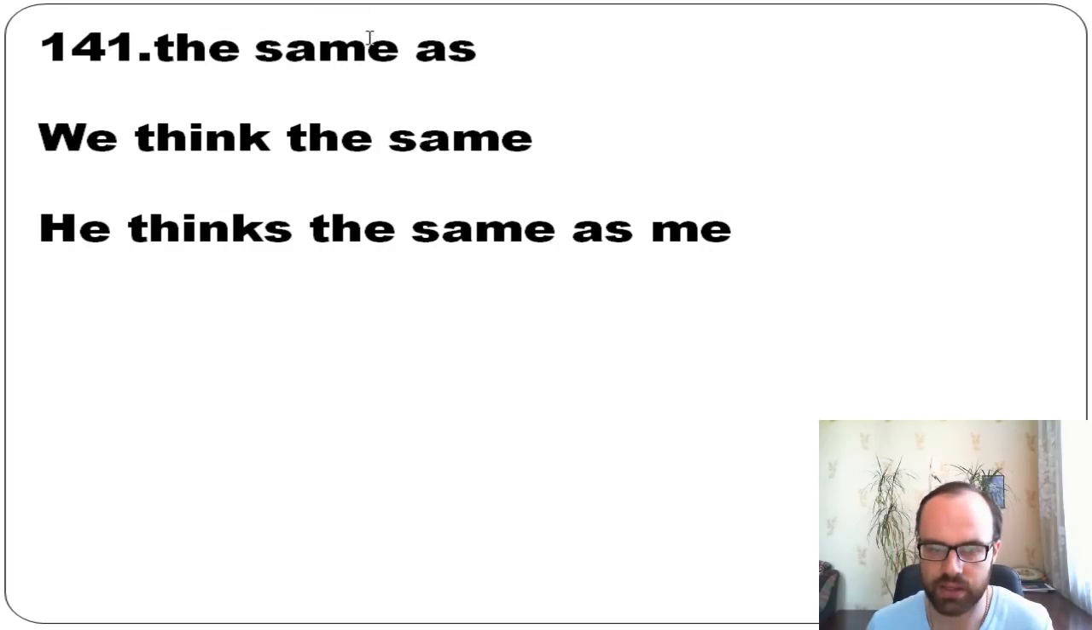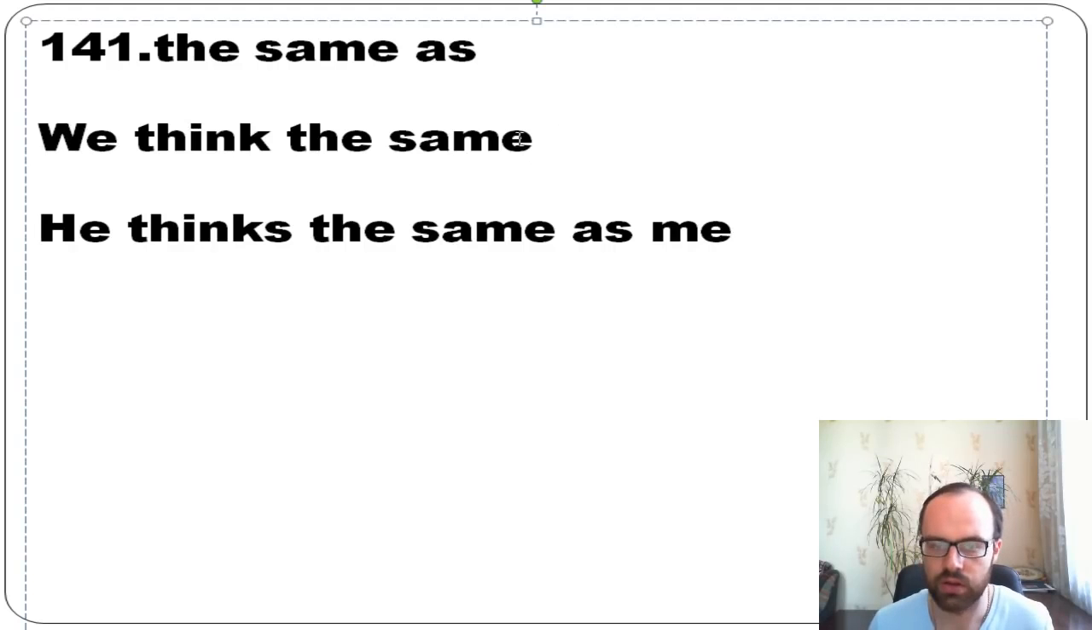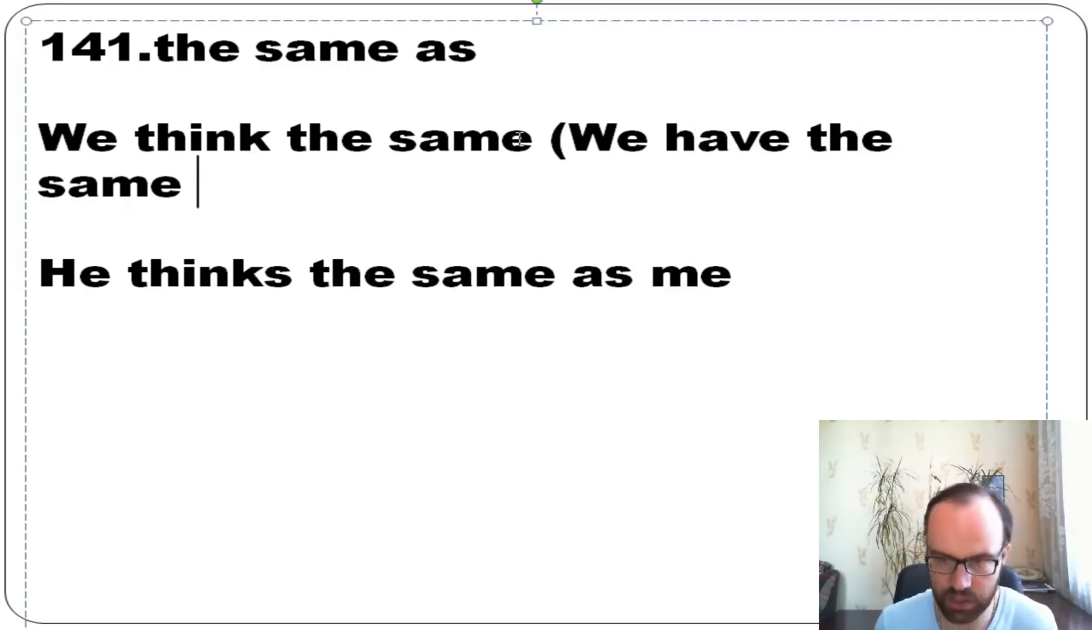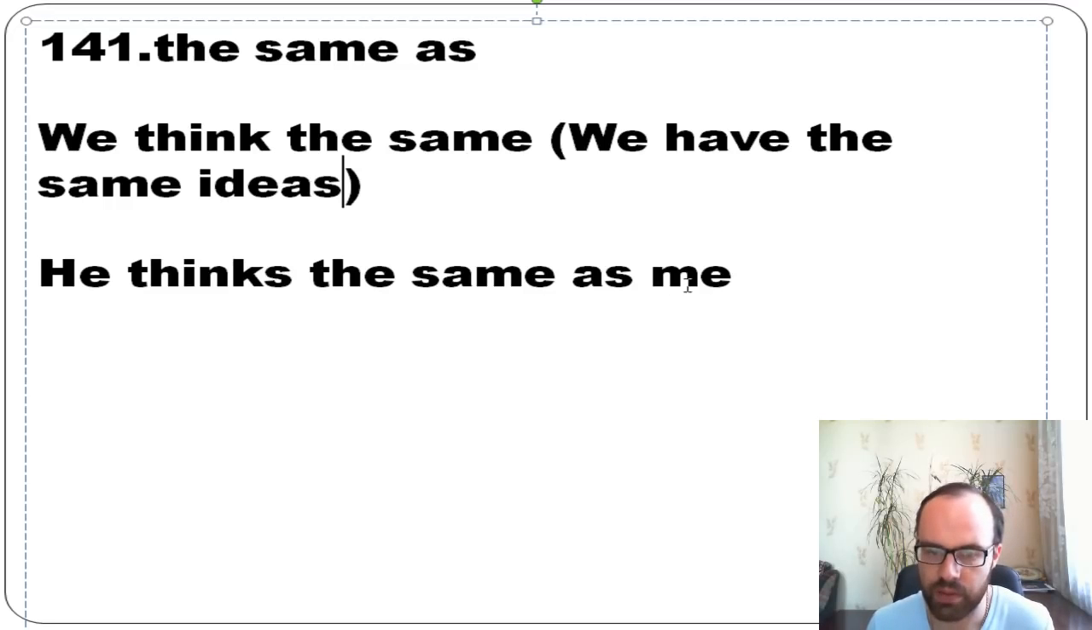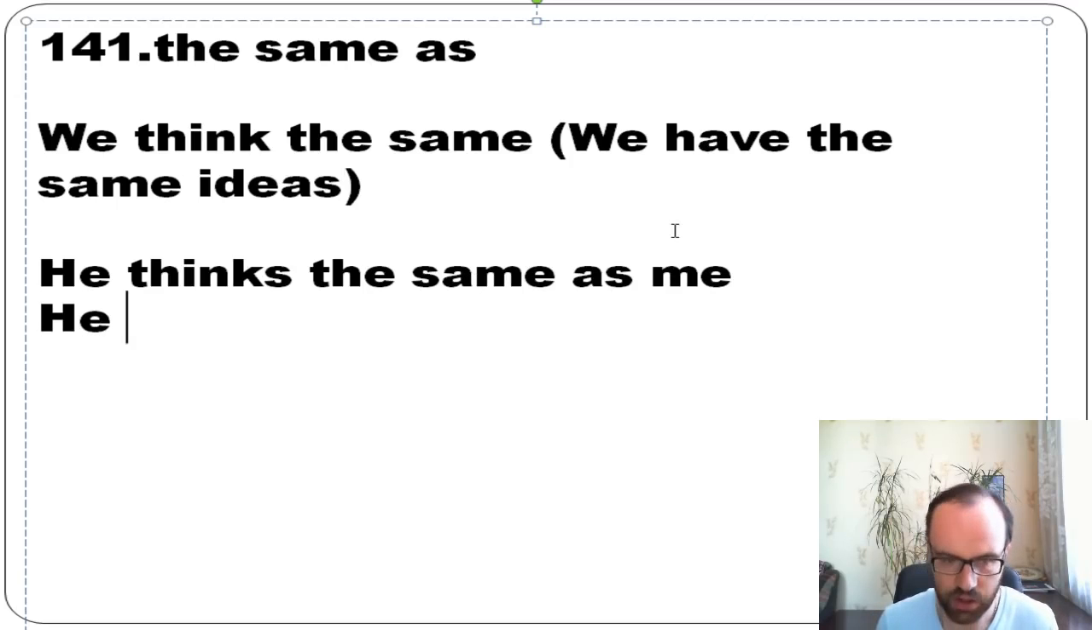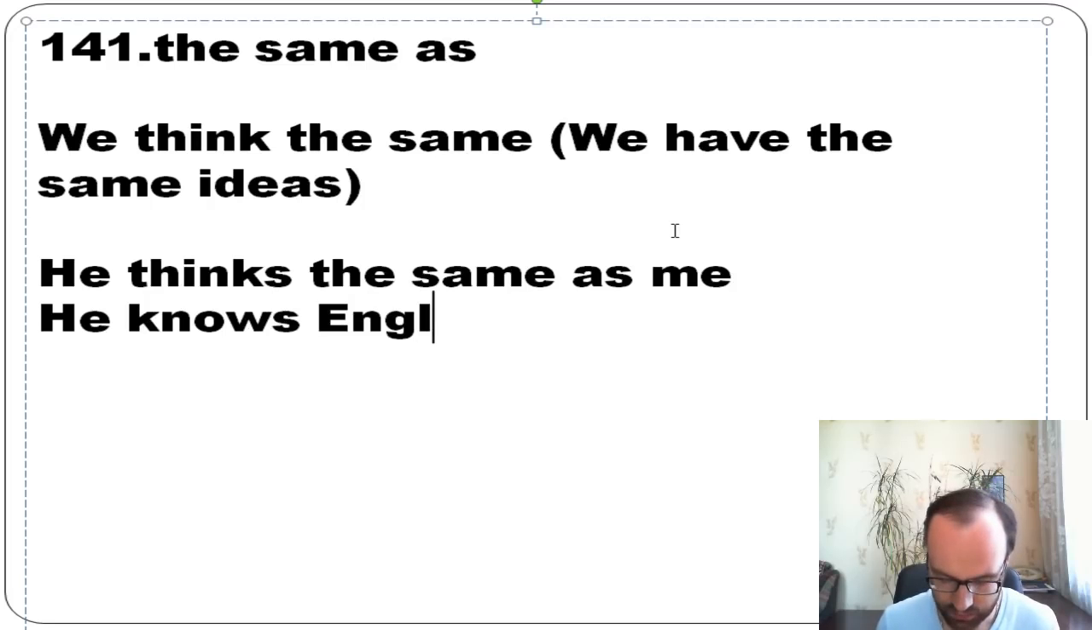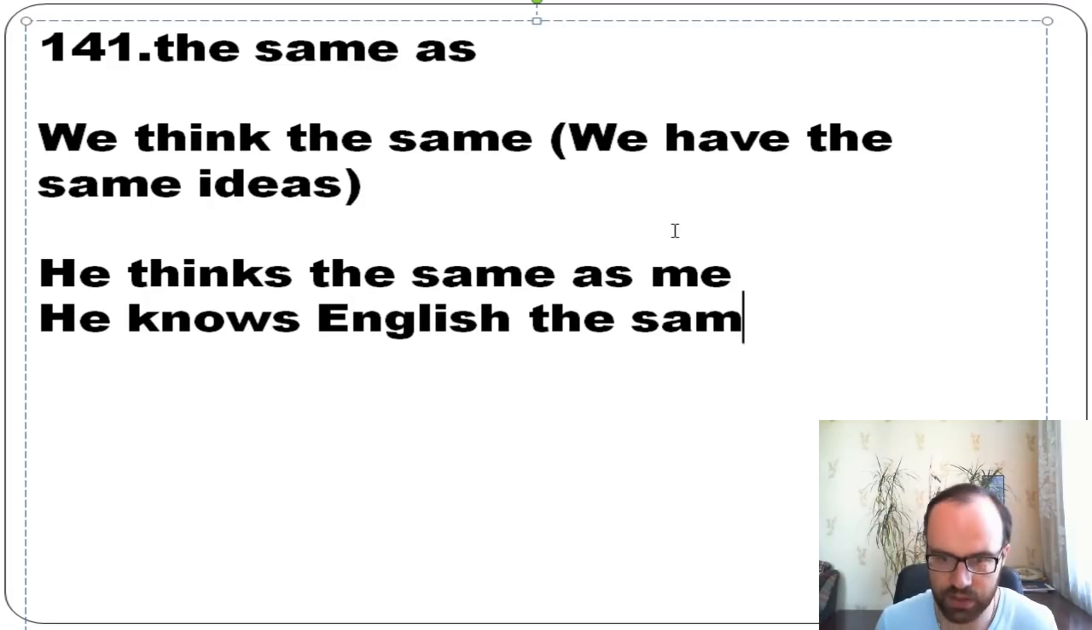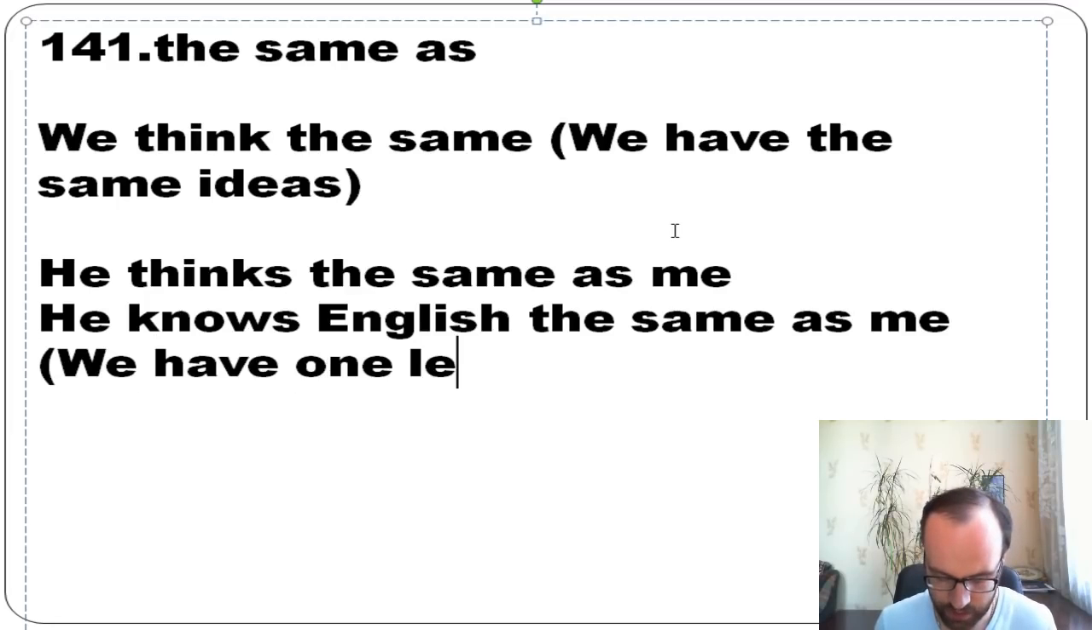Okay, the same as. So you can say, we think the same. It means that we have the same ideas, or the same as me. He thinks the same as me. For example, he knows English. He knows English the same as me. We have one level.